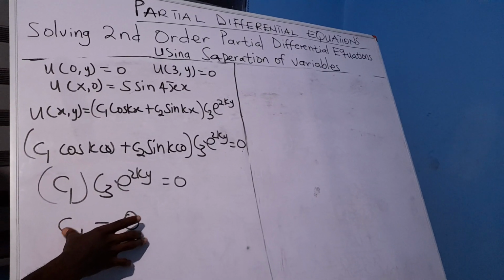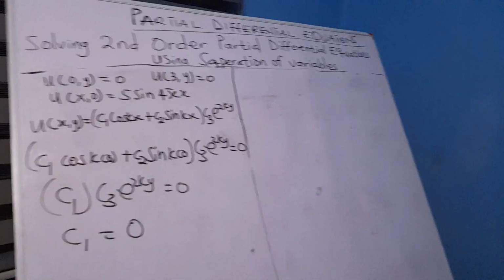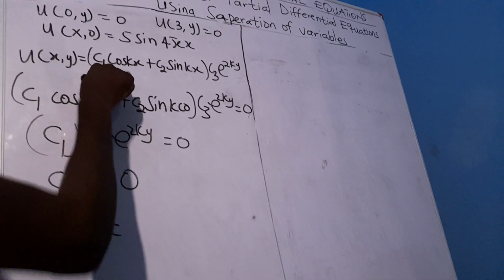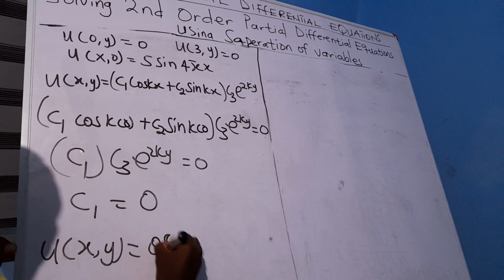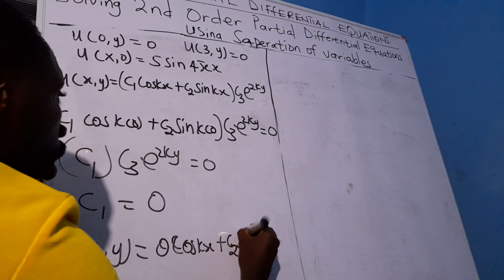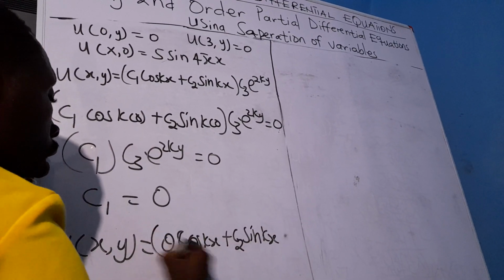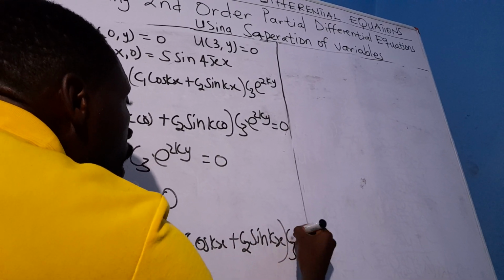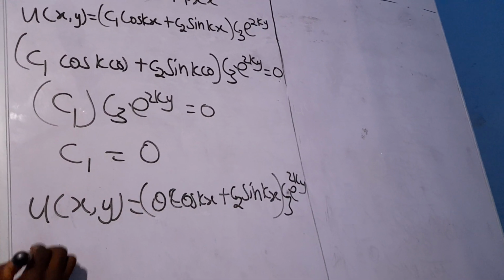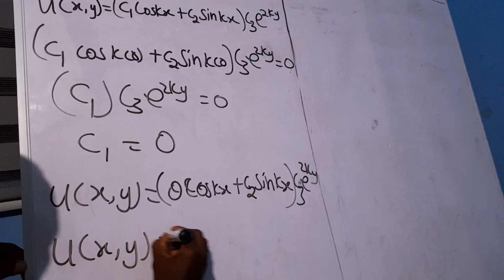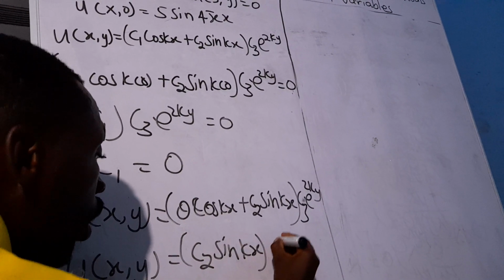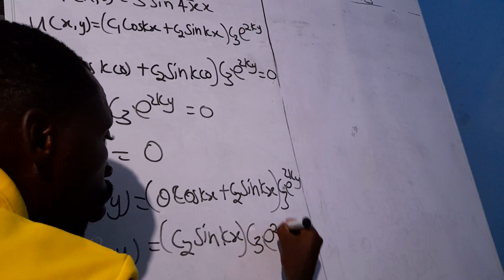So we substitute our c1 into our general equation. So we will now have u of xy is equal to, in place of that, we get 0 times cos kx plus c2 sin kx, times c3 e exponent 2ky. This will be 0, so we have our general solution being c2 sin kx, then times c3 e exponent 2ky.